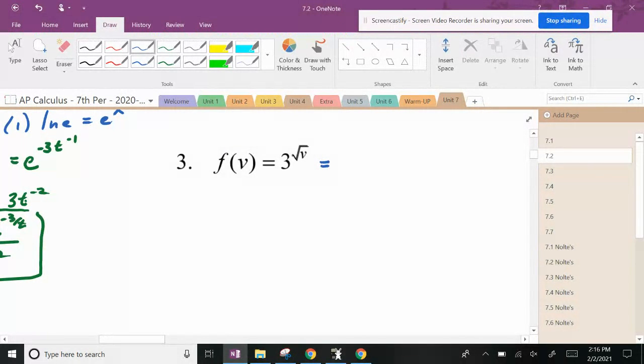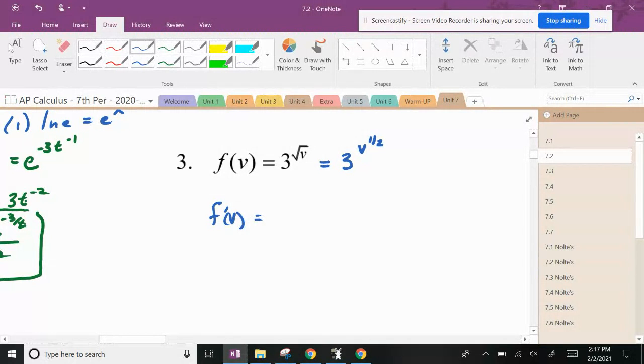Okay, so for question number 3, since I have a radical, my first step is I'm going to rewrite it in exponential form. So would you agree that this is 3 to the v to the 1/2? All agreed? Okay, so which definition are we going to use to derive it? Number 2. Oh, 4. You have to use number 4 for this one because number 1, we have a base that's not an e, and we have an exponent that's not just x. We got stuff. So this has to be a number 4.